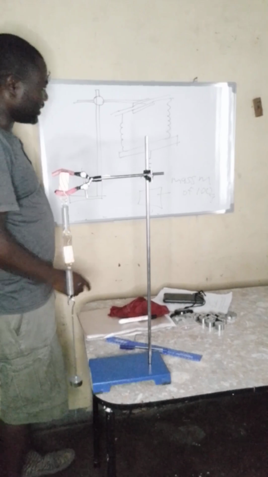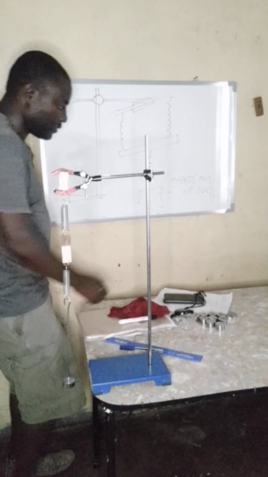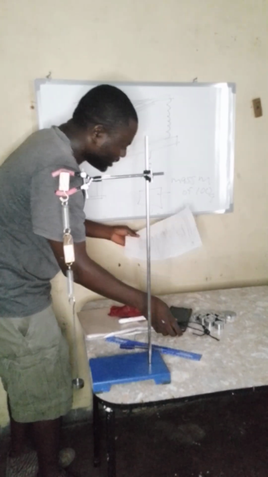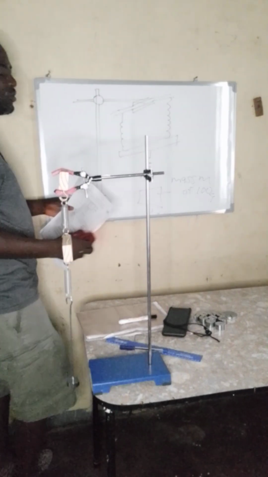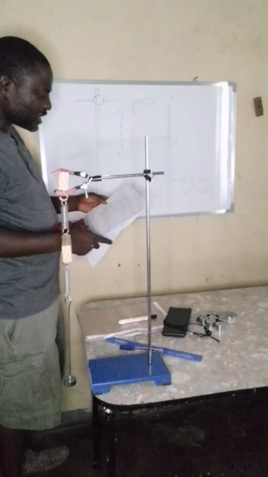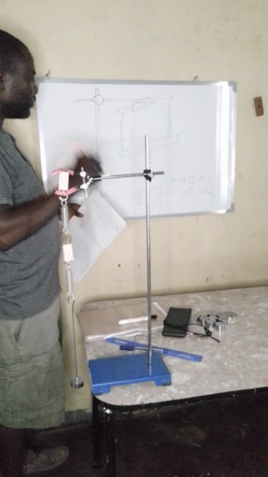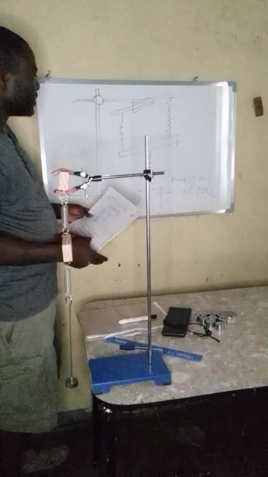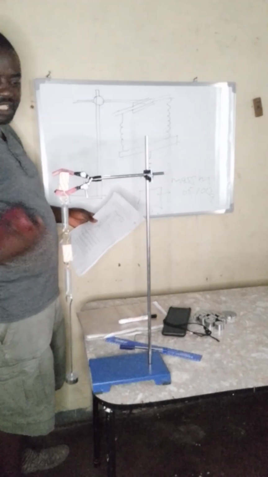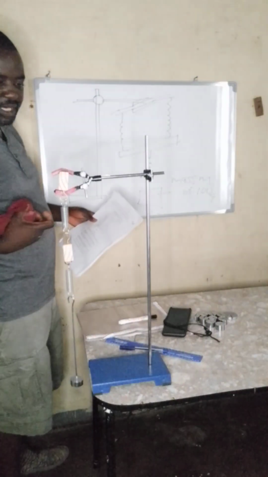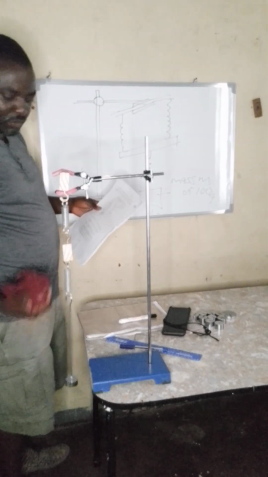So after having done the experimental setup, there are certain instructions that you must follow. Whenever you are doing an experiment, you must follow the instructions, such as the experimental setup. Right. This is a mass of 100 grams.